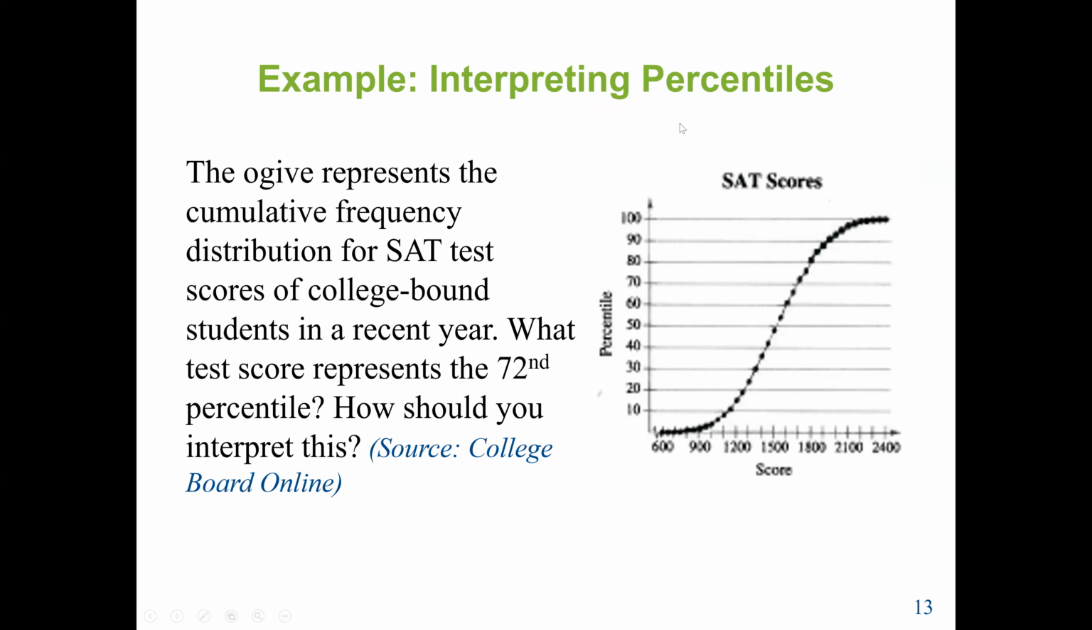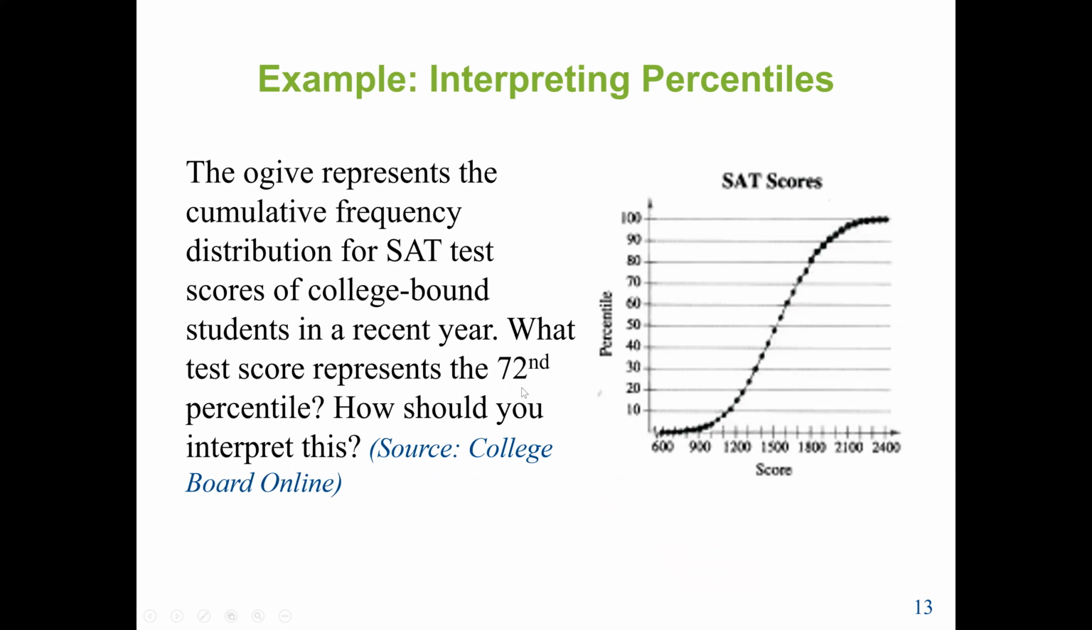So, interpreting the percentiles, here we said we have a data set representing the cumulative frequency distribution for SAT test scores of college-bound students in recent years. Now, what test score represents the 72nd percentile, and how should you interpret this?